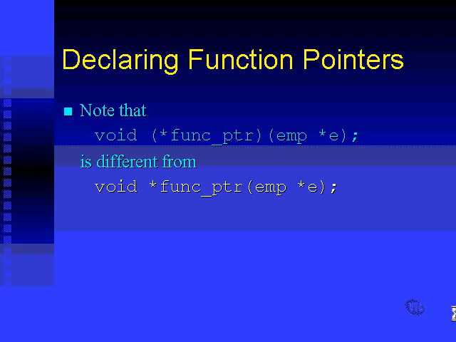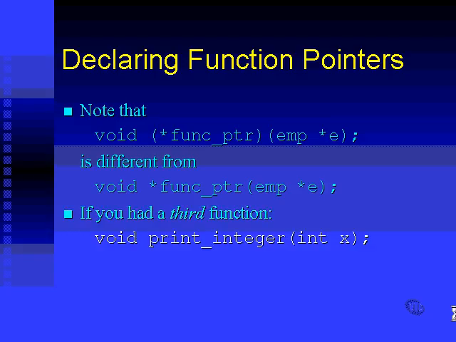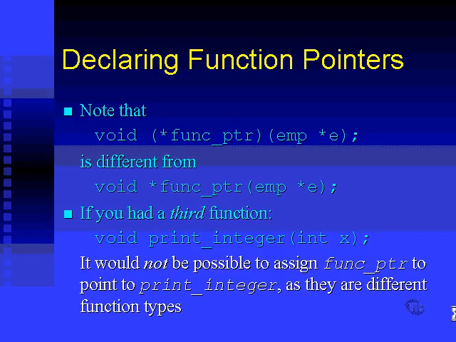Don't get that wrong. It's very easy to get it wrong, and your compiler will not allow it because the function prototype will probably be in the wrong place, and it'll be up to you to try and figure out what you've done wrong. Now, if you had a third function, let's say a function called print integer, which takes one integer parameter and has a void return type or no return type, it is not possible to assign function pointer to point to print integer. It's simply not, because it's a different type of function.